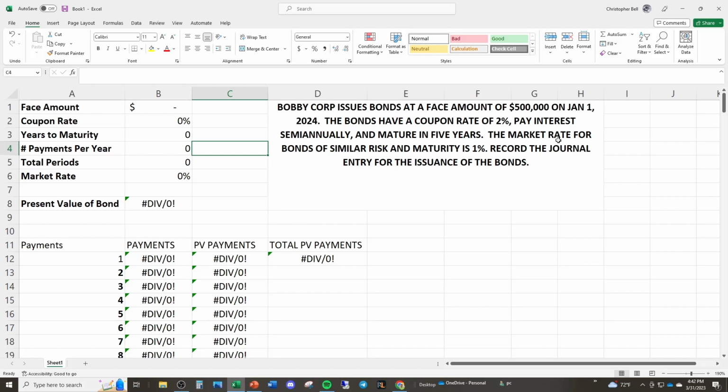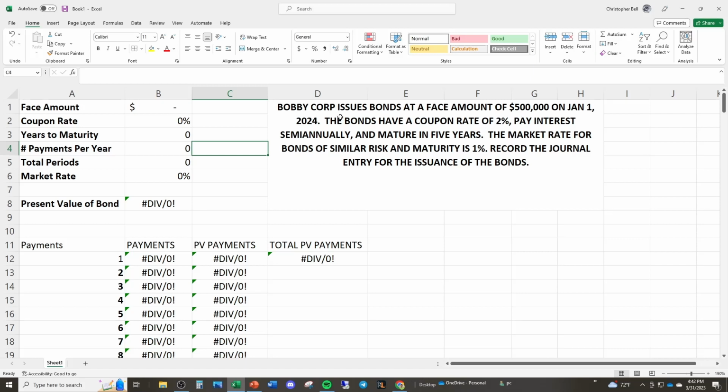The market rate, which is other bonds of similar risk and maturity, is 1%. So you can get a bond from Bobby Corp and get 2% interest, or you can get a bond from other corporations and get 1%. The big thing here is that this market rate, the 1%, is different from the stated rate of the bond, the coupon rate, the 2%. This bond is paying higher interest than other bonds of similar risk and maturity, so the value of this bond is probably higher because you get a higher interest rate.